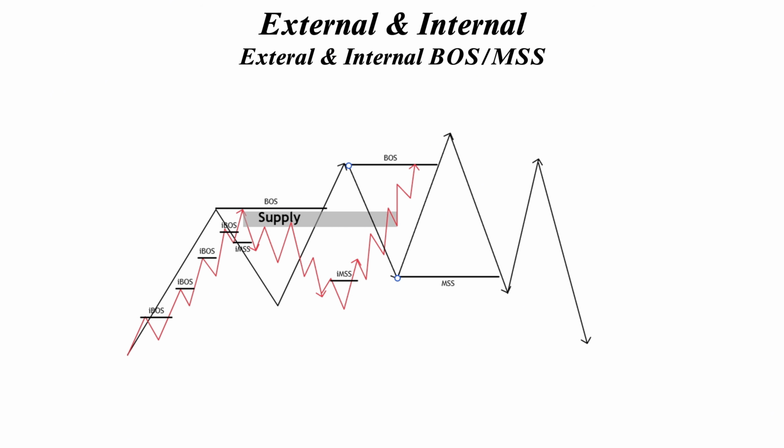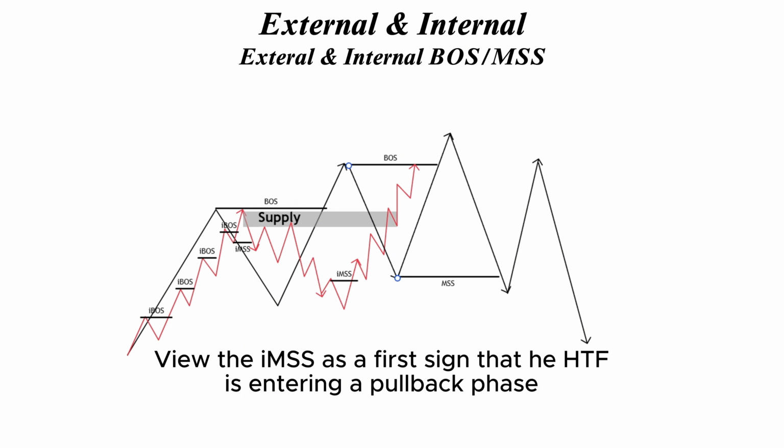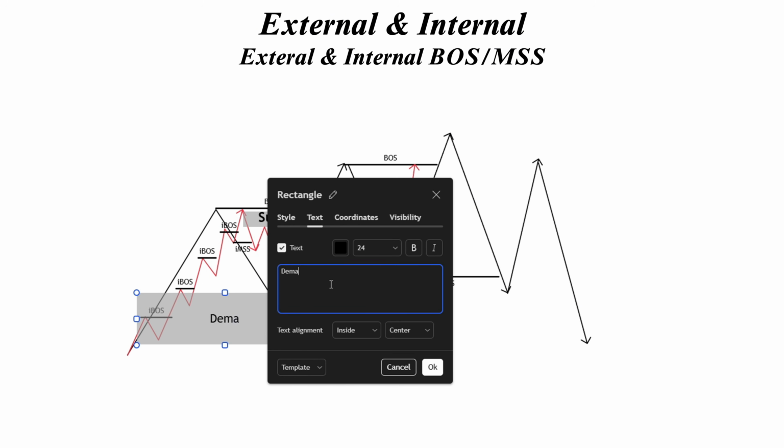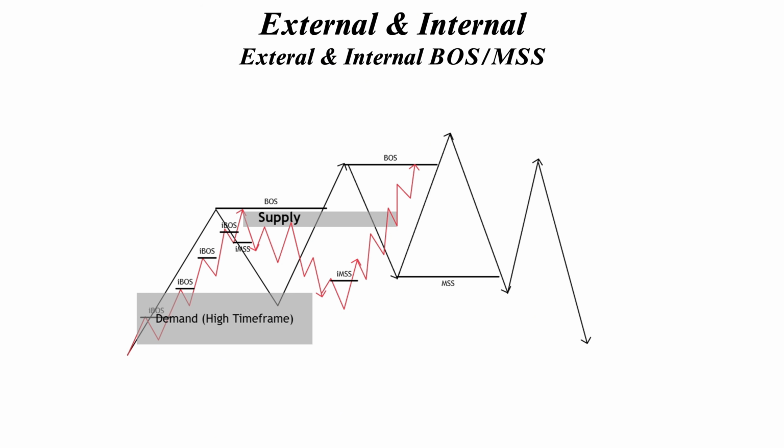So the way to actually look at this is to view the internal market structure shift as the first indication that the higher time frame will enter a pullback phase. So after the structure shift, we look for a high time frame demand zone, but on the external price action. And as you know, the demand zone should be near the last swing higher lows. And now what we want to do is to simply wait for the market to come back into the demand. So externally we will see a straight down movement, but internally we will see multiple formations of lower lows and lower highs. So basically a downtrend formation.